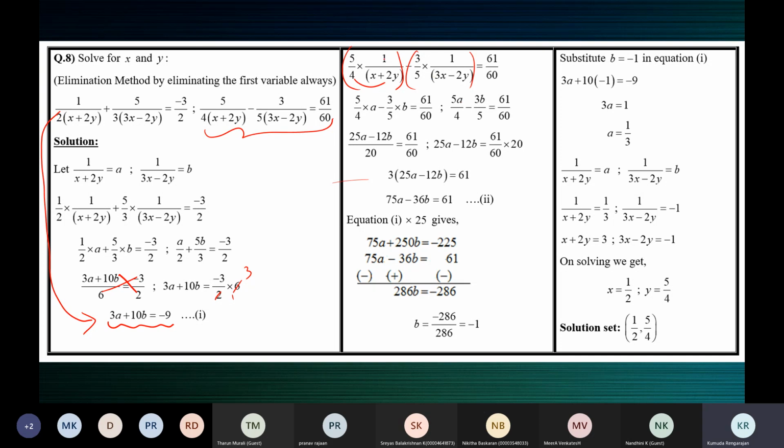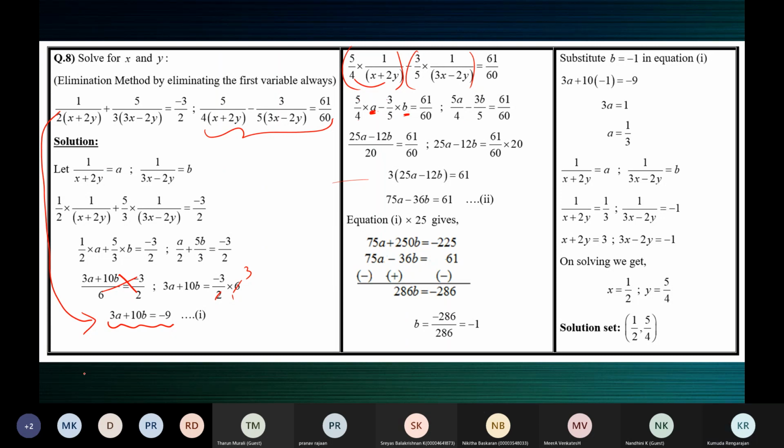And then 1 by x plus 2y is a, and 1 by 3x minus 2y is b. So 5 into a is 5a by 4, and 3 into b, 3b by 5, is equal to 61 by 60.